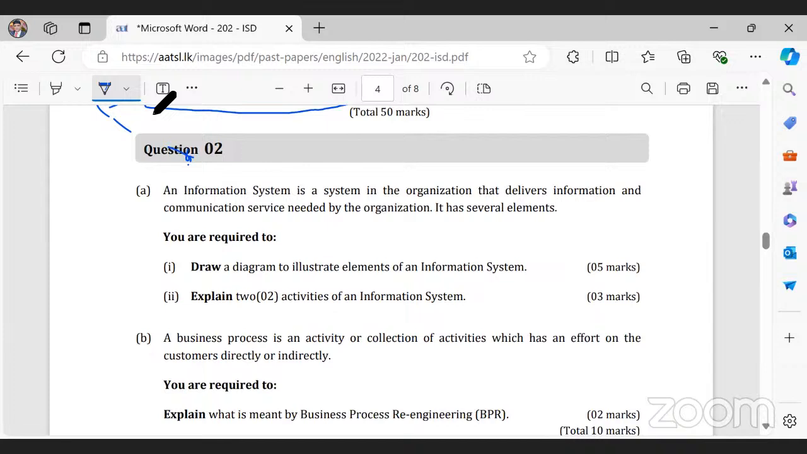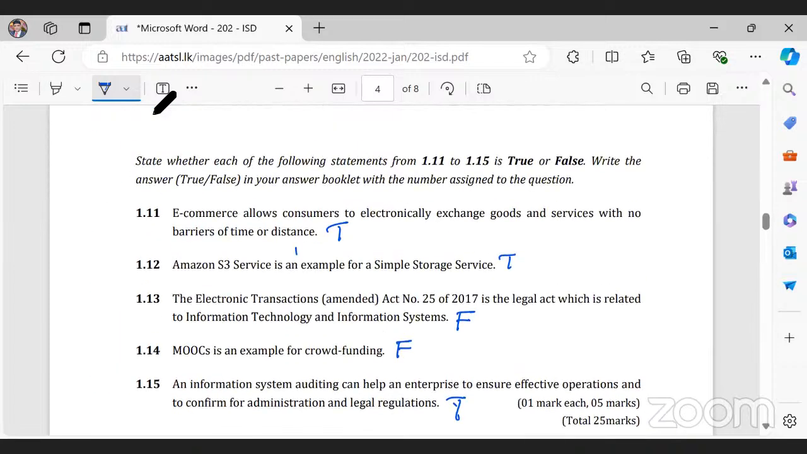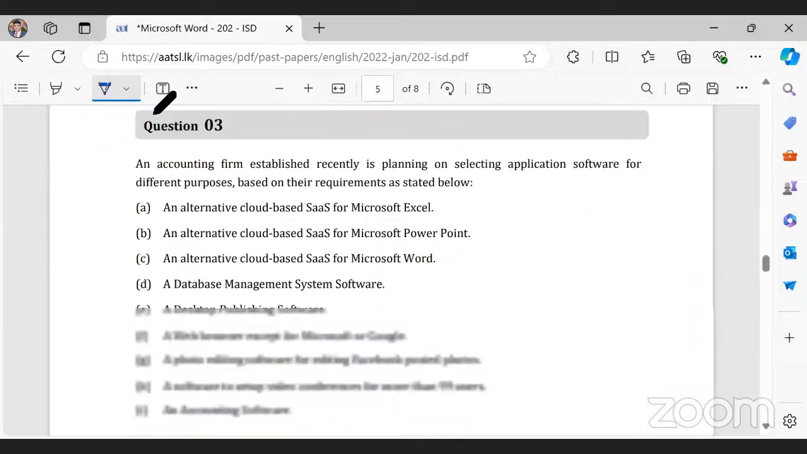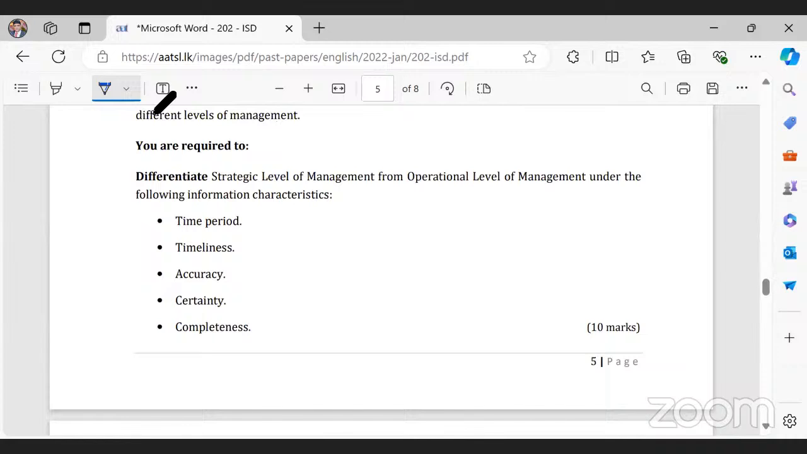We'll discuss this too. An information system is a system in the organization that delivers information and communication services needed by the organization. Draw a diagram illustrating the elements of an information system. It's very simple, then you can draw that. I will draw it here.